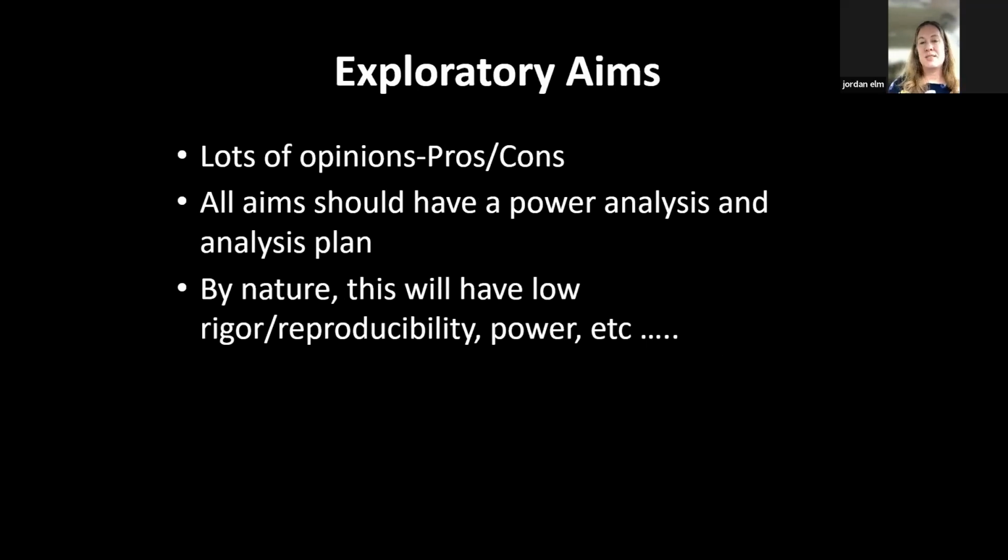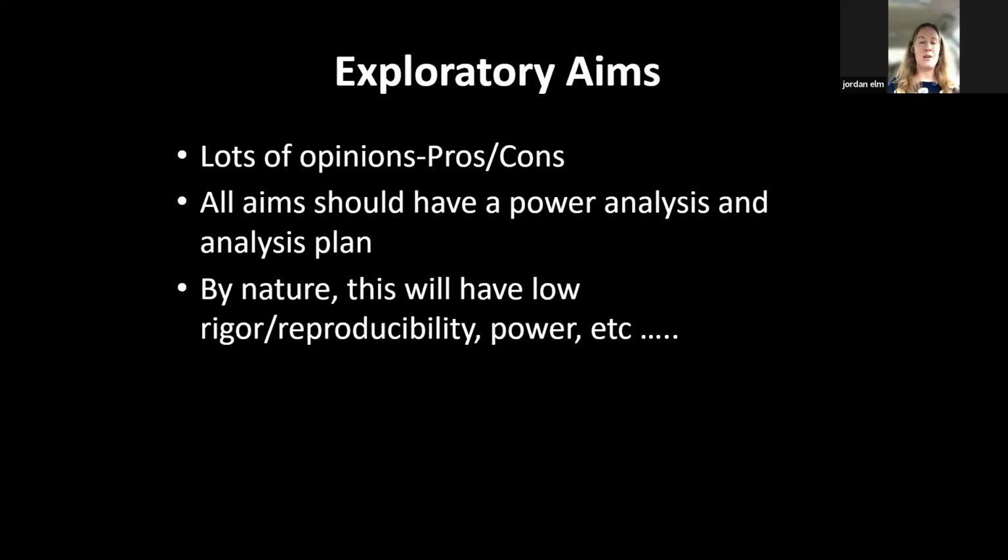Okay, and then I just wanted to throw this up there. I think Robert and I have fairly different opinions about exploratory aims. Usually people will have a third aim, perhaps an exploratory aim, and I think that's one of the things that people have a lot of different opinions on. I was always trained that each aim should have a power analysis associated with it, but some people will understand that if you label it exploratory, you're basically saying it's not going to be powered. But by nature, an exploratory aim is going to have less rigor because it isn't powered. So I tend to not particularly like them.